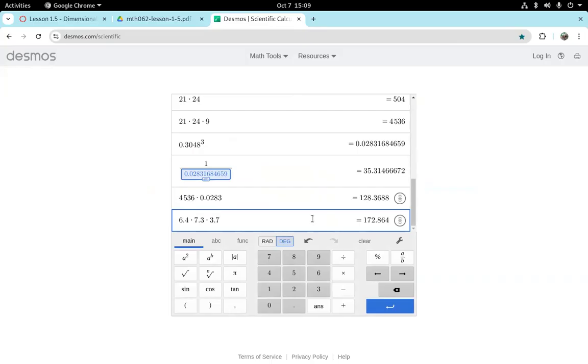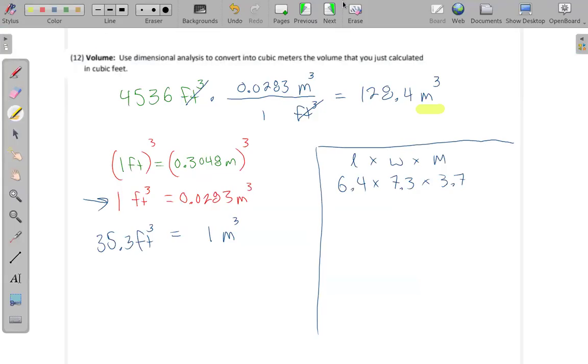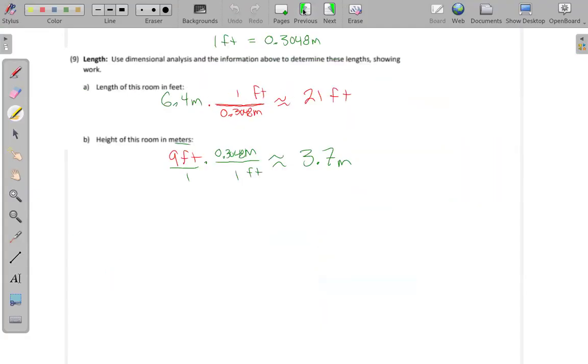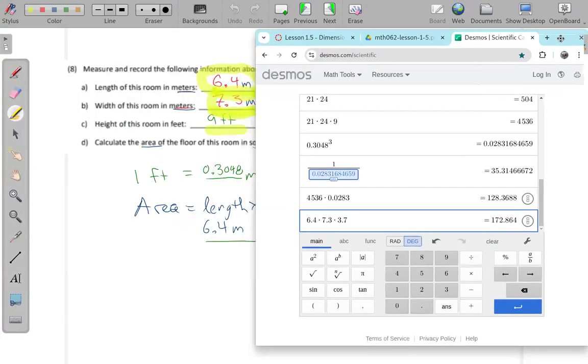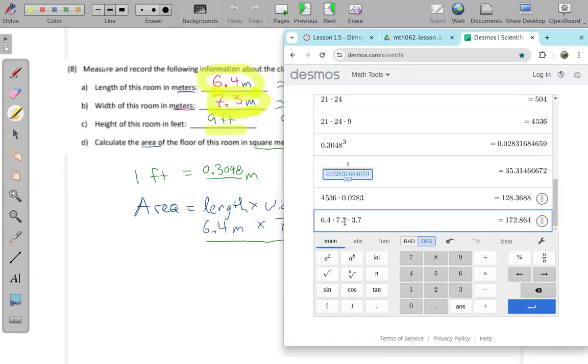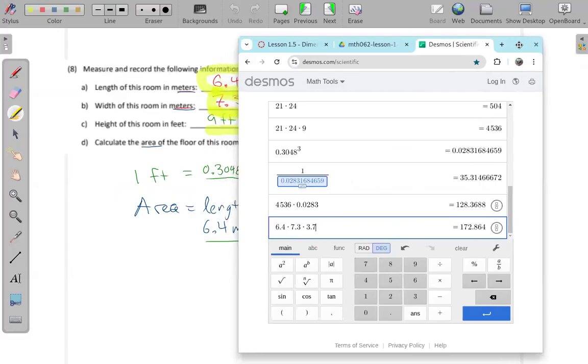Interesting. You're probably all watching the video saying, oh, I saw the mistake. So now I have to find it. All right, so let's do a couple things here. I'm going to pull this over there for a sec, put this back there, and just review some things. All right, 6.4, 7.3, and 3.7. That comes out to 172.